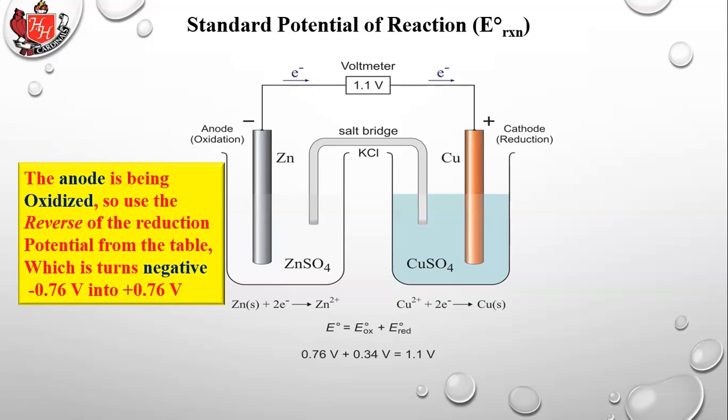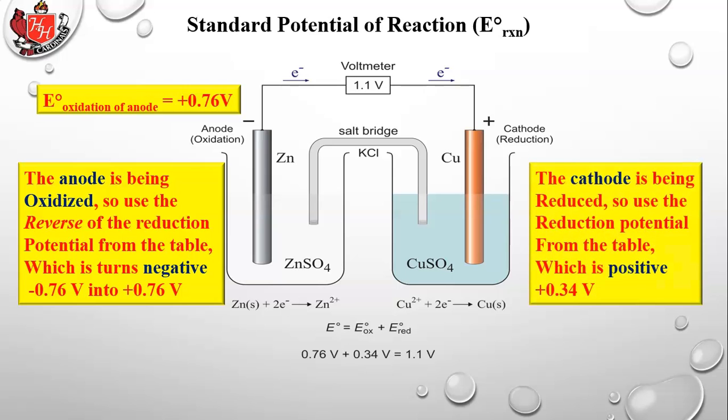Okay, so the anode is being oxidized, so use the reverse of the reduction potential number from the table. You'll see for zinc that's a negative 0.76, so you're going to turn that around. That's a reduction of zinc, so you turn it around to make it the oxidation, because that's what zinc is doing. It's being oxidized. So that turns a negative 0.76 into a positive 0.76. There you see up there the oxidation of the anode, zinc, is plus 0.76.